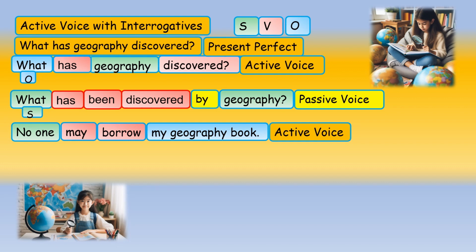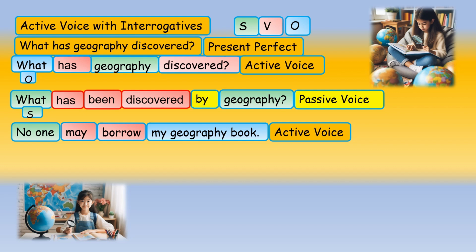We take another example here. No one may borrow my geography book. That is active voice. Let's look at the different parts. May borrow is my verb grammatical structure here. No one is my subject. My object is my geography book, and it's active voice.